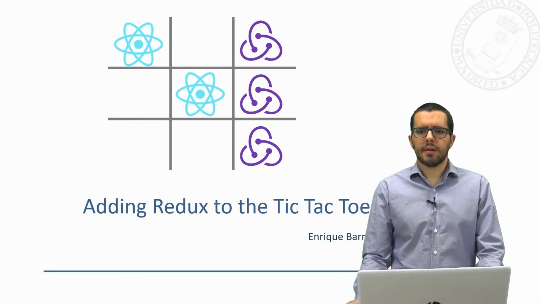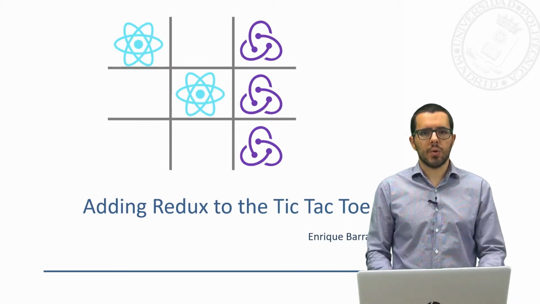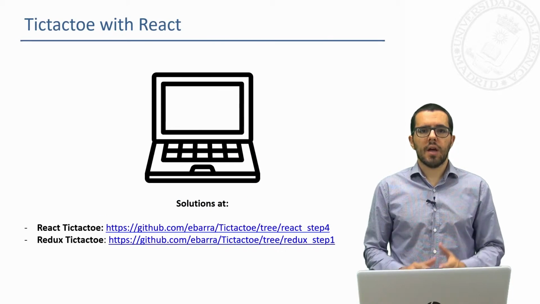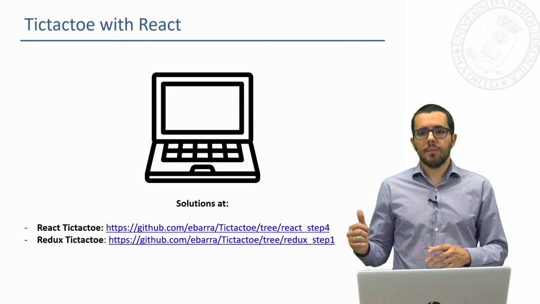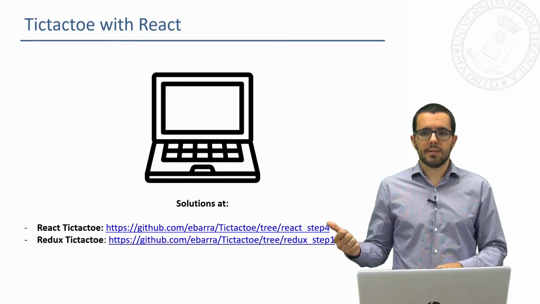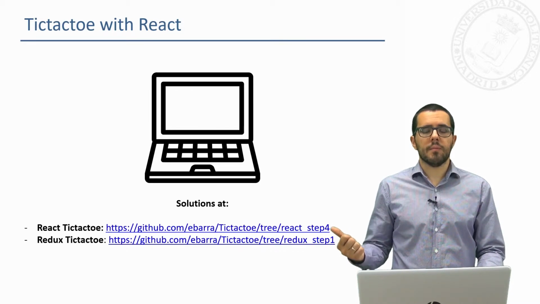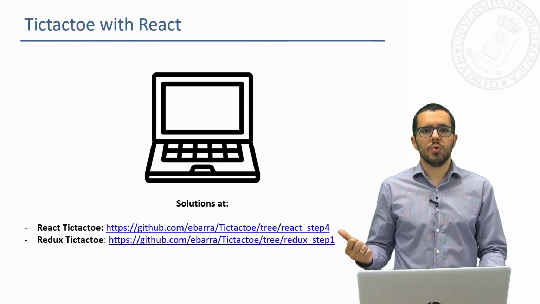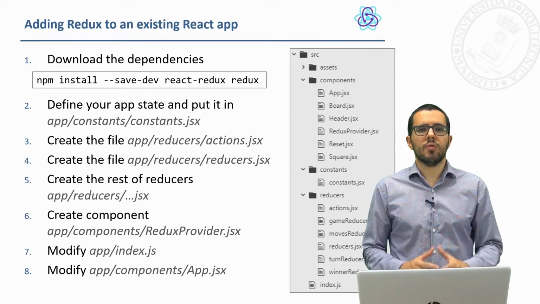Hello, I am Enrique Barra, and we are going to see how to add Redux to our Tic-Tac-Toe React application. We have everything structured in a GitHub repository, and you can either check it online or download the code from the starting repository with React to the Redux. That is what we are going to do now. Both of them are in two different branches, and you can check them in these two URLs that you have here. What are the steps that we are going to follow?